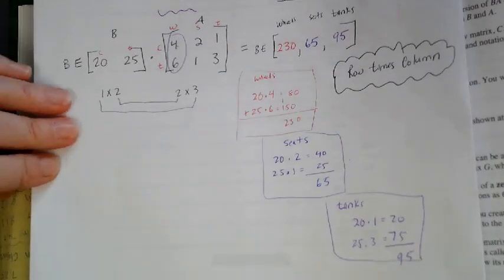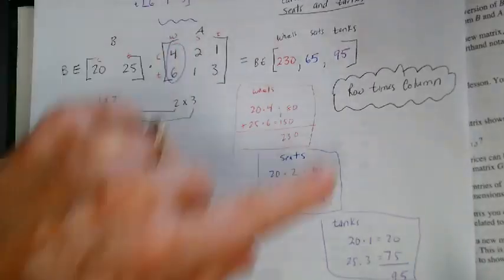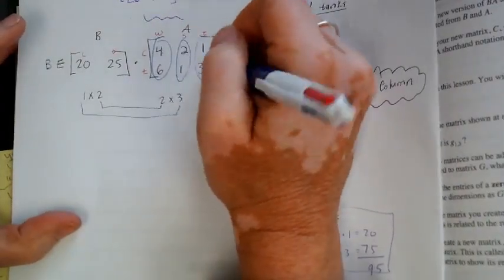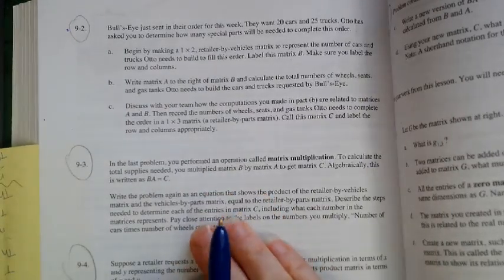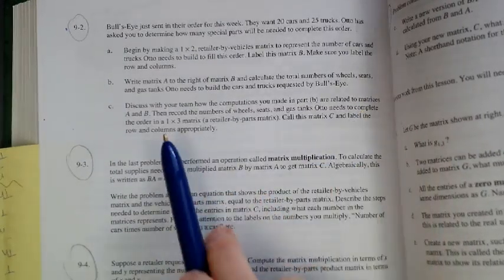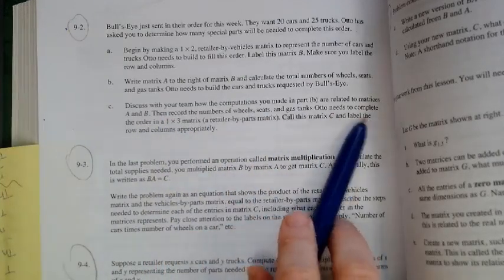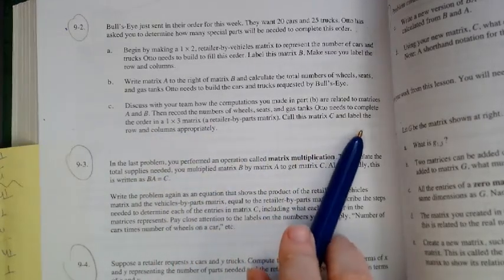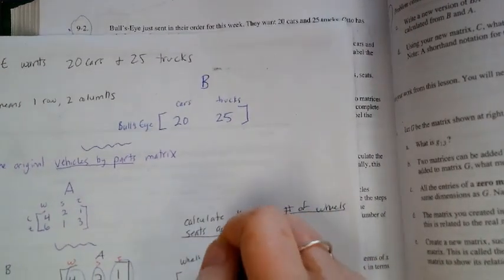So, well, let's read. We're going to study what we did here so that we can get a general way of multiplying. It says, discuss with your team how the computations you made in part B are related to matrix A and B, and then record the number of wheels, seats, and gas tanks Otto needs to complete the order in a 1x3 matrix. Call this matrix C and label the rows and columns. So I think I'm going to name this matrix C.